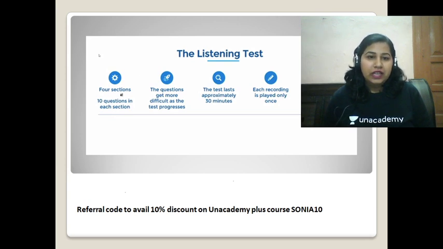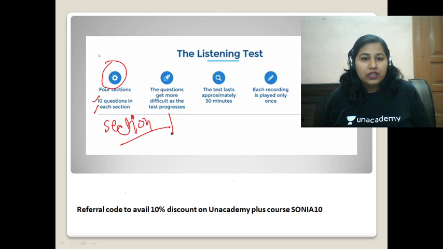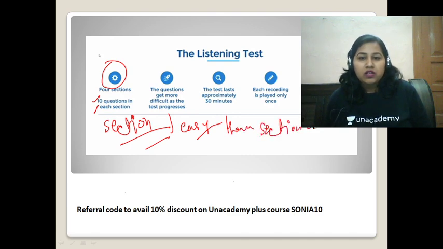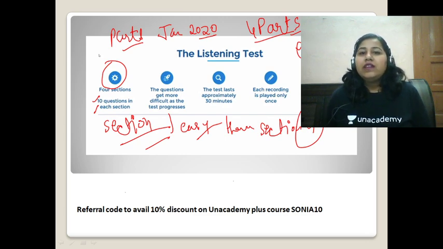In the listening test, you have basically 4 sections, 10 questions each, and the questions get more difficult as the test progresses. So section 1 is comparatively easier than your section 4. Or I would rather say parts, because recently from January 2020 onwards, instead of sections, your listening module has 4 parts. It's just a change in the name, and there is one more change: you do not get any example as your first question. Earlier there used to be 41 questions, the very first question being an example, but now you do not have any example question.